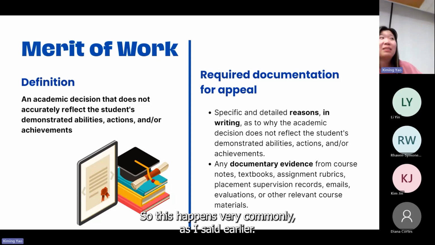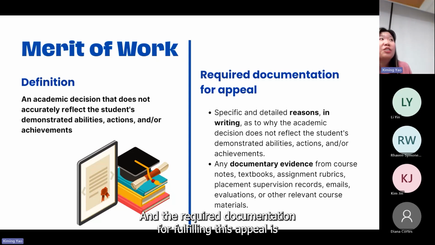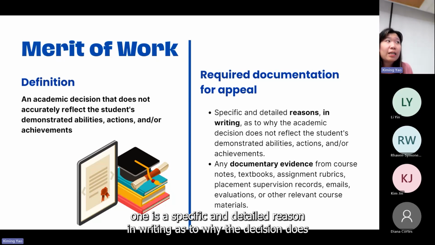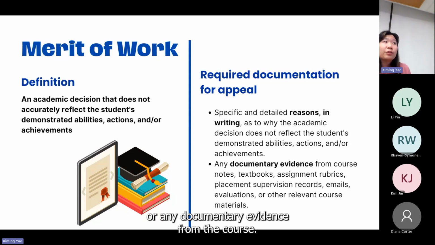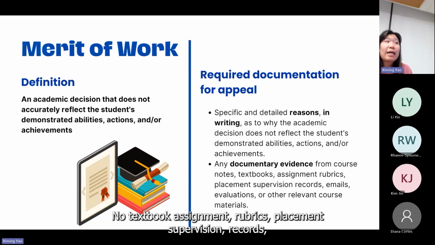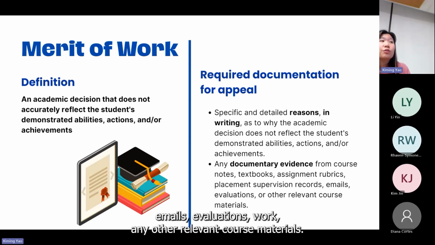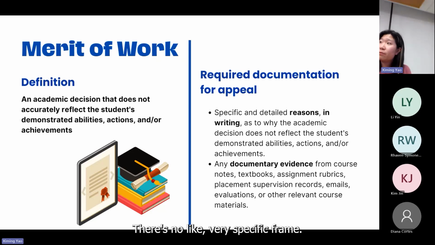So this happens very commonly, as I said earlier. The required documentation for this appeal is a specific and detailed reason in writing as to why the academic decision does not reflect the student's demonstrated ability, action, or achievement, or any documentary evidence from the course notes, textbook, assignment rubrics, placement supervision records, emails, evaluations, or any other relevant course materials. There's no very specific format. Basically it says any documentary evidence.